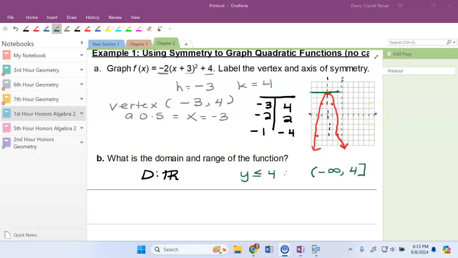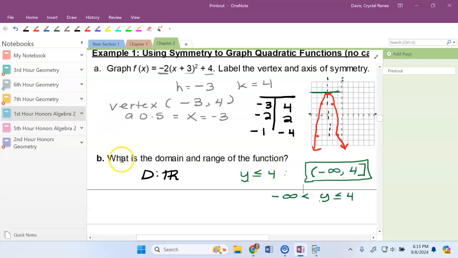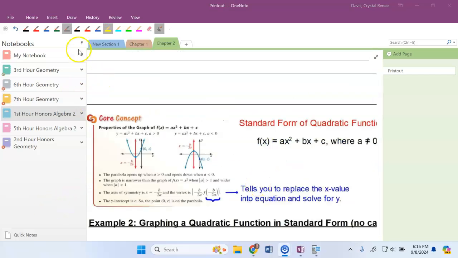Guys, in the past, you may also have written this as -infinity is less than y, which is less than or equal to 4. And that's the same. All 3 of these are saying the same thing. This way here is what you will have to use beyond Algebra 2. Our book does not, but we're going to use it a lot in this class just so you can get familiar.